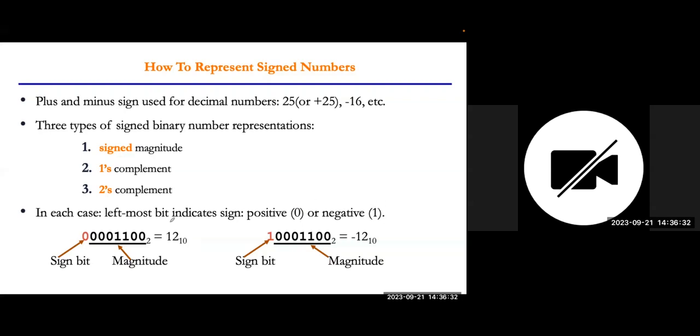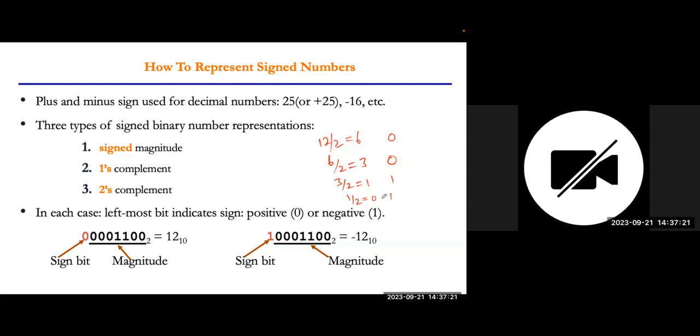Suppose we have a number like 12, which is a positive number. The binary equivalent of 12 can be found by dividing 12 by 2: the quotient is 6 and the remainder is 0. Then 6 divided by 2 gives quotient 3 and remainder 0. Then 3 divided by 2, the quotient is 1 and remainder is 1. Then 1 divided by 2, the quotient is 0, and the remainder will be 1 here.